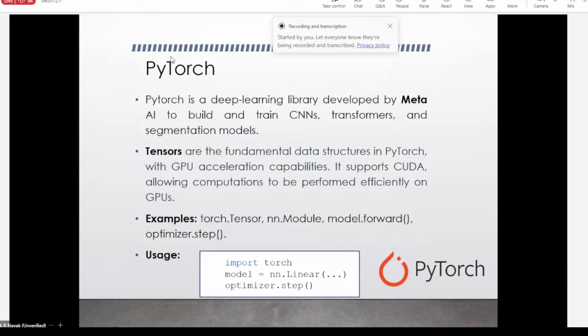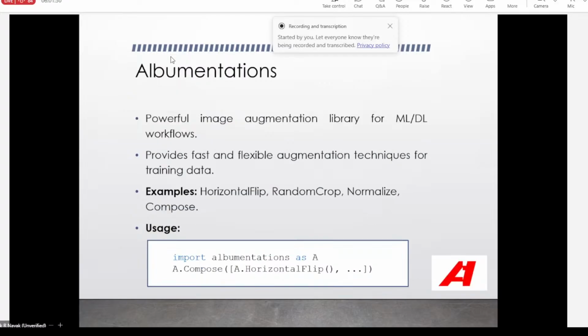Similarly, PyTorch is also there. The syntax is different, but you can perform similar types of operations. There are also some additional tools if you want; you can import them for augmentation.